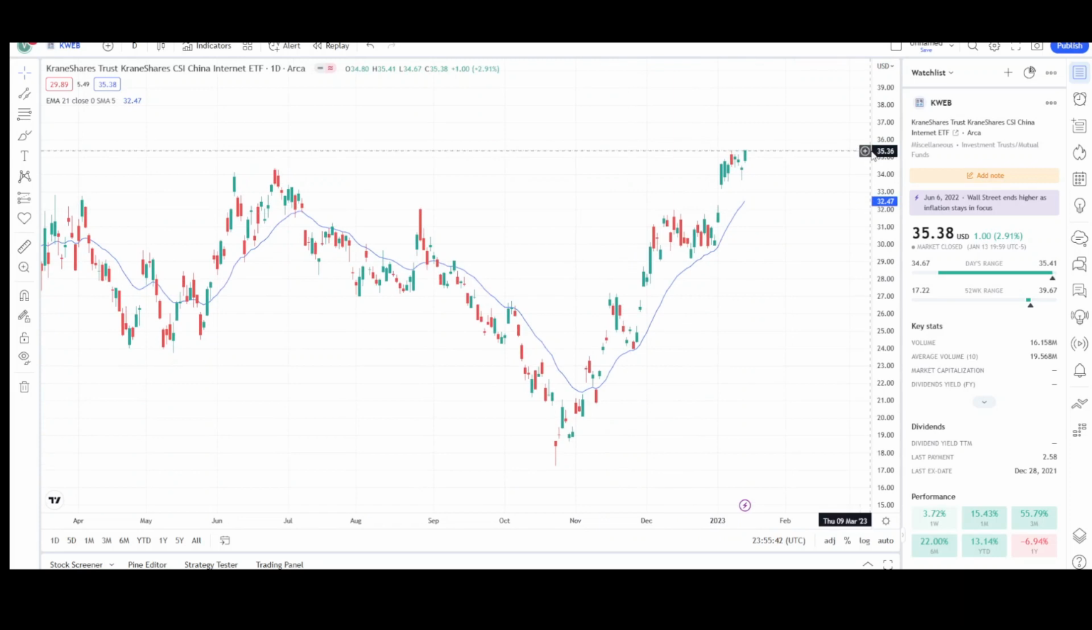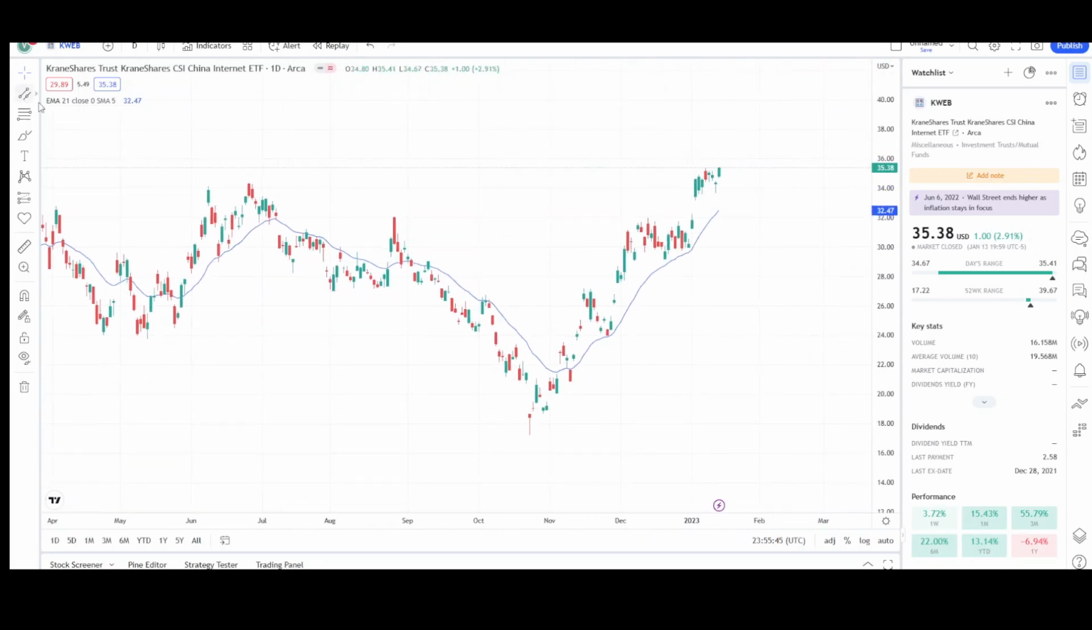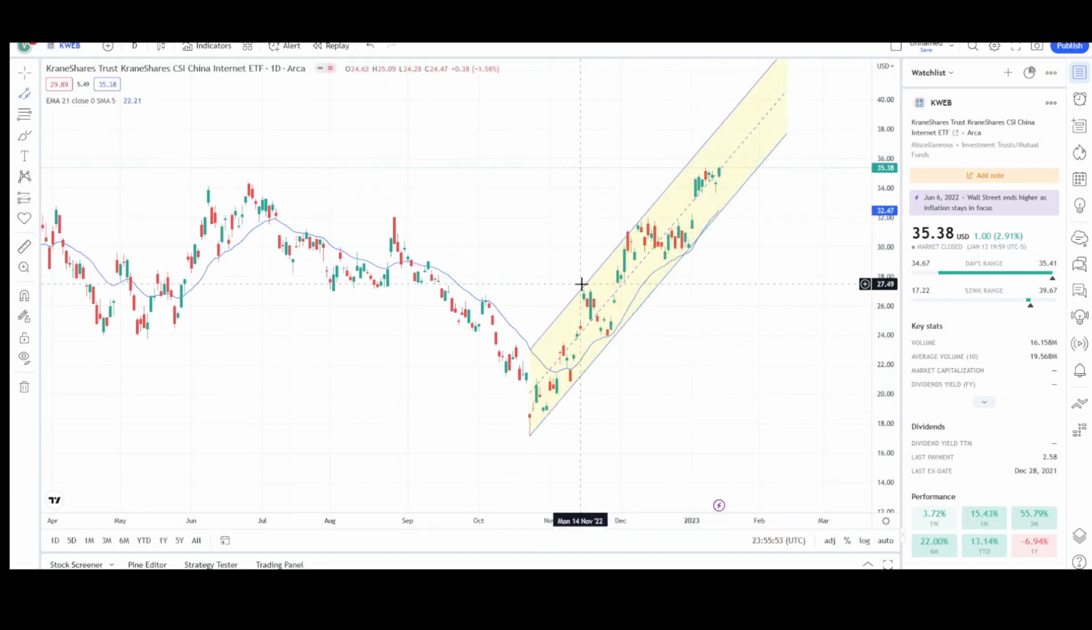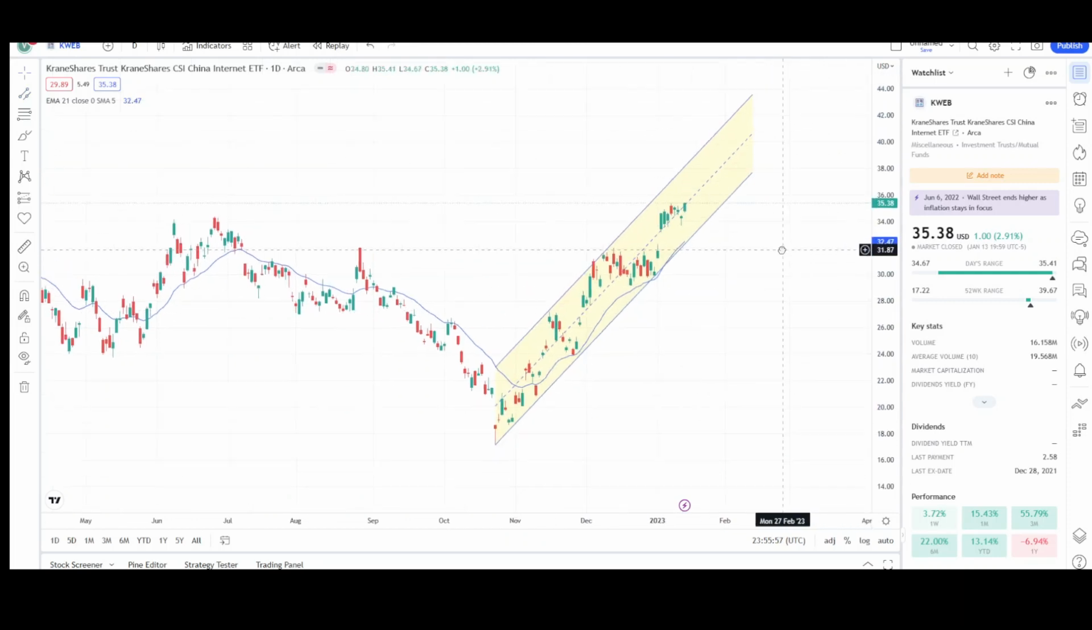So looking very good. I can put a channel on the swings. I can connect the swings and make this channel. So you can see how we have this trend line supporting prices. If I drag it up, it parallels the top. You can see that we're getting rejected from the top. So basically we're still working in this channel.